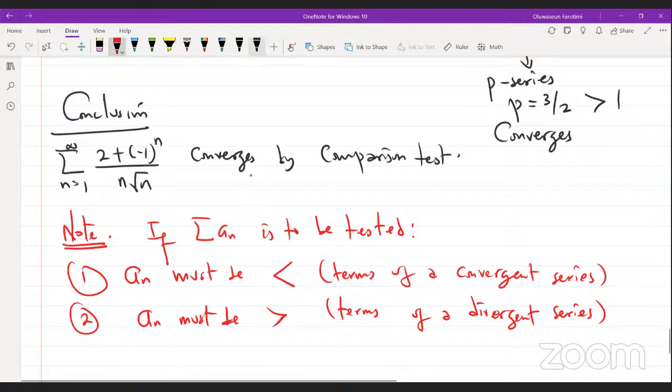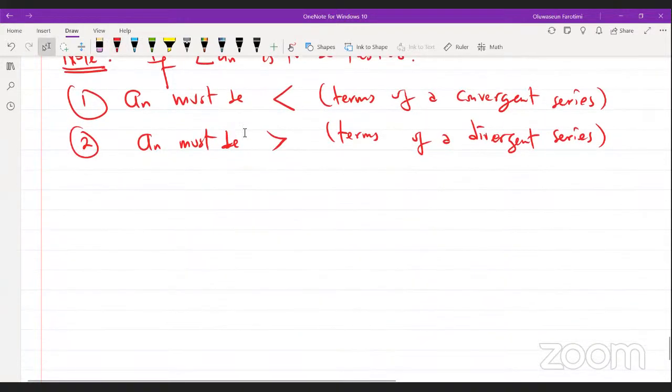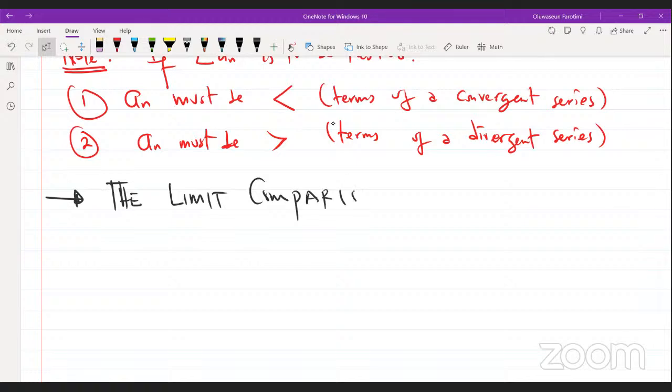Good. So now let's move on, guys, to a different one, which we call the limit comparison test. So here we're going to introduce limits, but we're still doing the comparison test essentially.